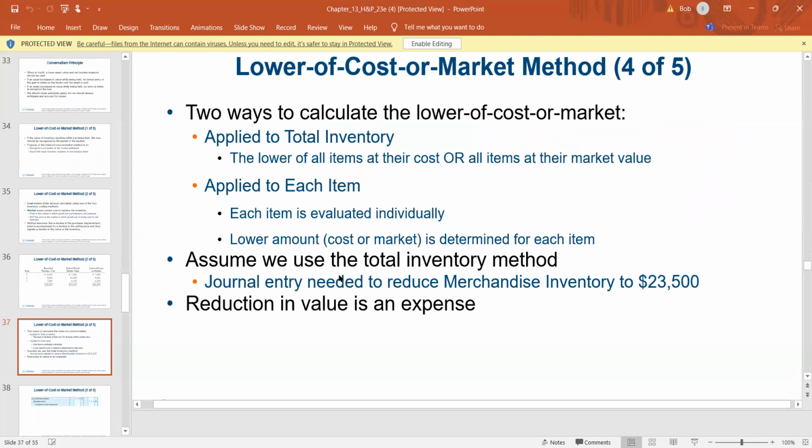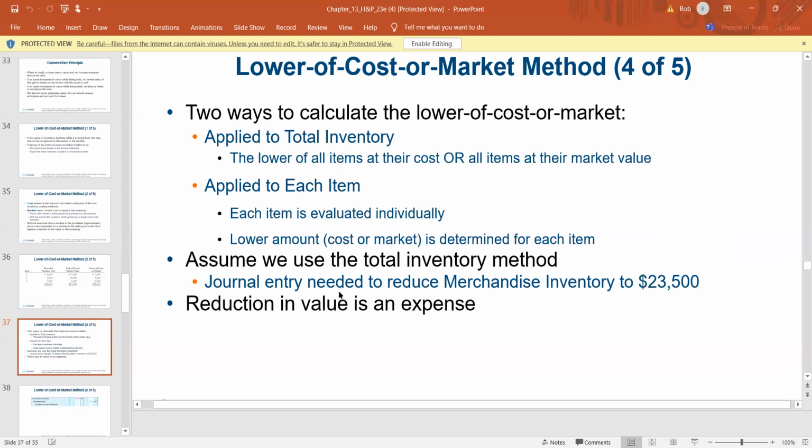Two ways to calculate the lower of cost or market. What they're saying here is you don't necessarily have to do every single item, but if you have similar inventory items, for example, you have T-shirts and nobody's buying these T-shirts, you can just come up with the lower of cost or market value in aggregate for the whole total. You don't have to go through every single shirt.